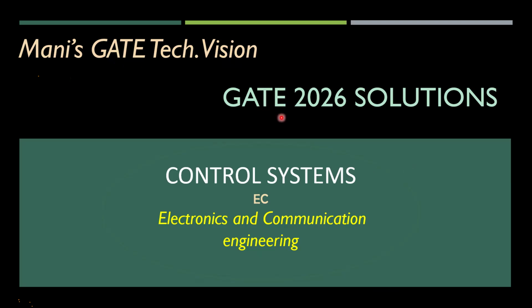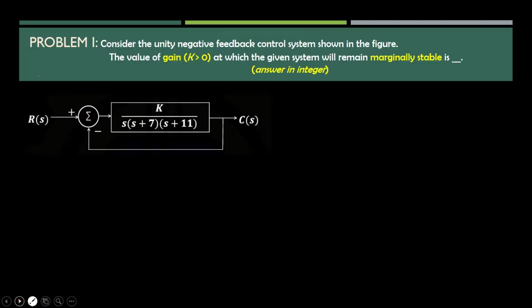In this lecture, I am going to solve GATE 2026 problems for the topic Control Systems from the discipline EC. The topics which I have taken are common for all the branches, common for electrical, electronics and instrumentation. So those branch candidates can watch this video. Let me start solving the problem.